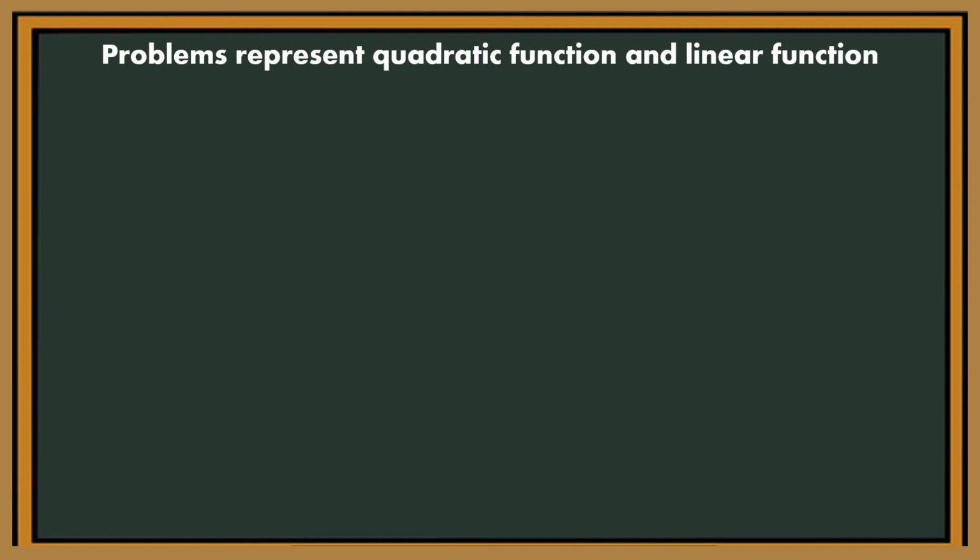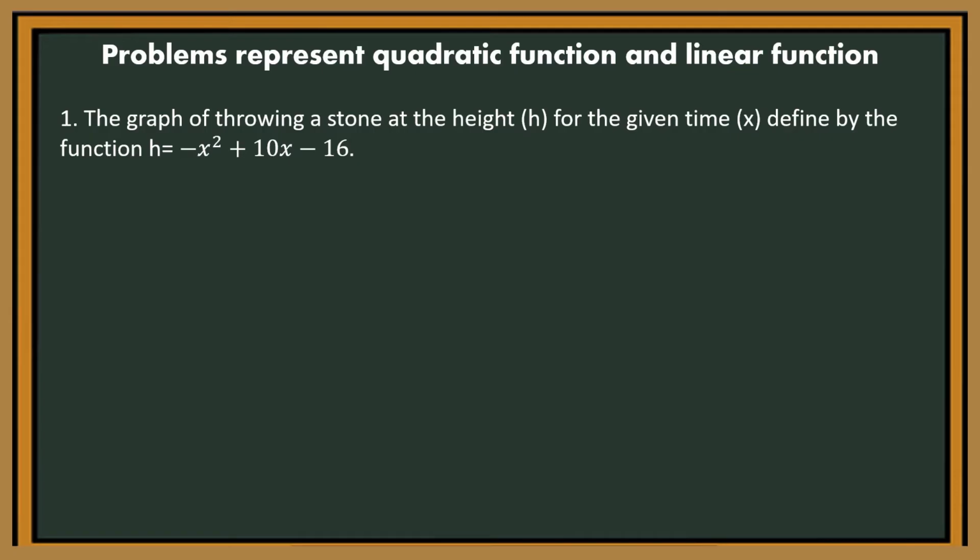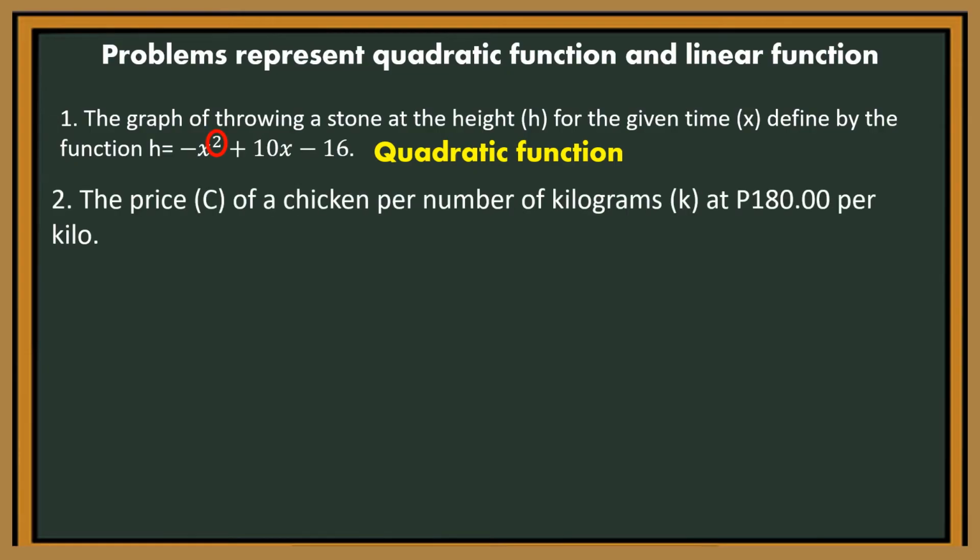Let's have here sample problems that represent quadratic function and linear function. Number 1, the graph of throwing a stone at the height h for the given time x defined by the function h is equal to negative x squared plus 10x minus 16 is an example of quadratic function because of the squared. Number 2, the price C of a chicken per number of kilograms K at 180 pesos per kilo is an example of linear function.